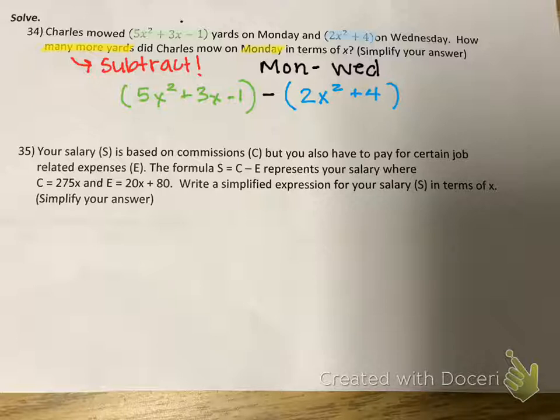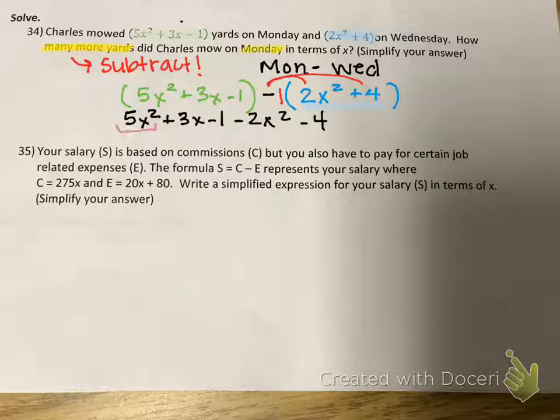So notice that I put everything inside parentheses because we are subtracting this entire polynomial here. So we want to make sure that this negative distributes to every single term so that they actually get subtracted. So our first set of parentheses, there's nothing really to do inside there, so we can just bring it down as 5x squared plus 3x minus 1, and the negative 1 times 2x squared is negative 2x squared, and negative 1 times 4 is negative 4, and we'll check to see if we have any like terms to combine.